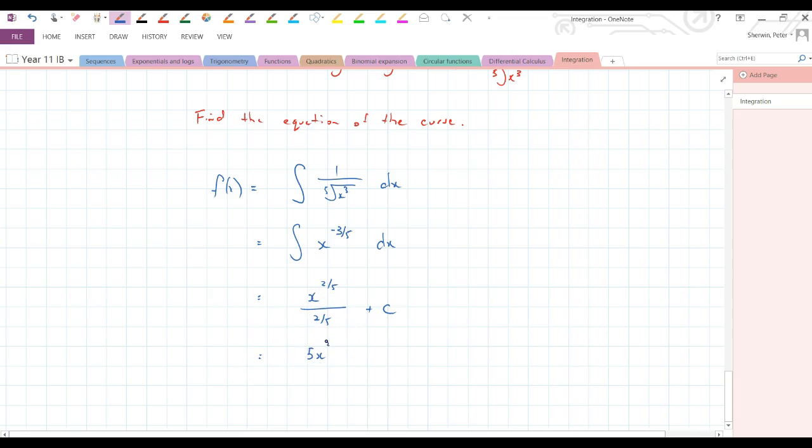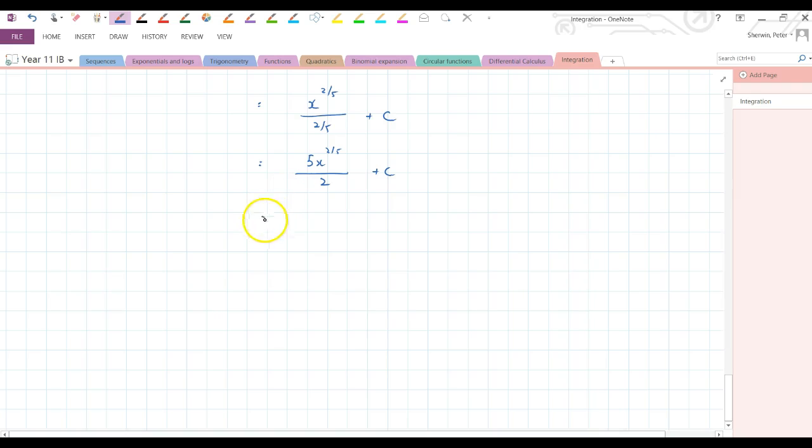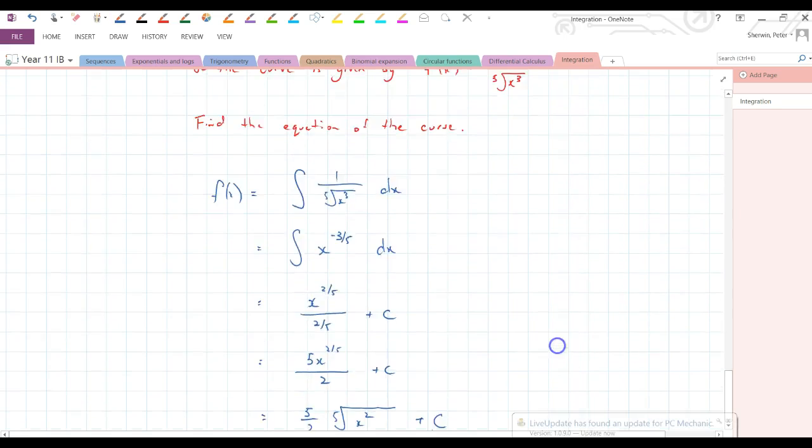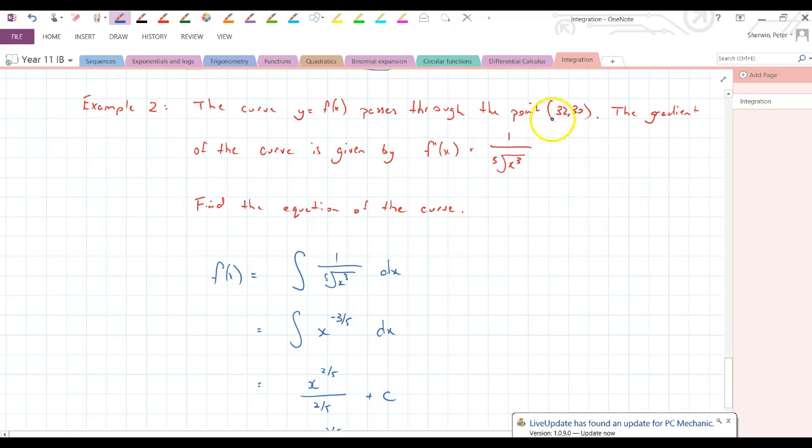5x to the 2/5 over 2 plus c. Right, this might be more easily workable if we just split this up to 5 over 2 by the 5th root of x squared plus c. Now we go and recruit the information we need to find c.